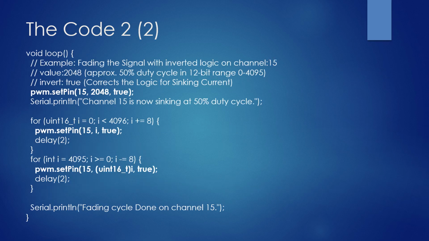The channels are numbered from 0 to 15 and we are using 15, the last one. The value 2048 is where we start the fading up to 4096 when the LED is at its brightest. The value true inverts the logic to sinking current. That is all that is needed in the code. Only 2 changes compared to the standard settings. So let's see how this works in practice.